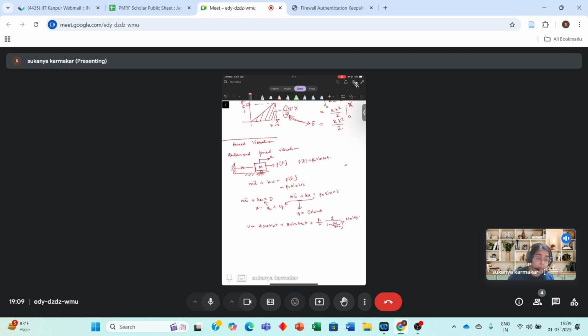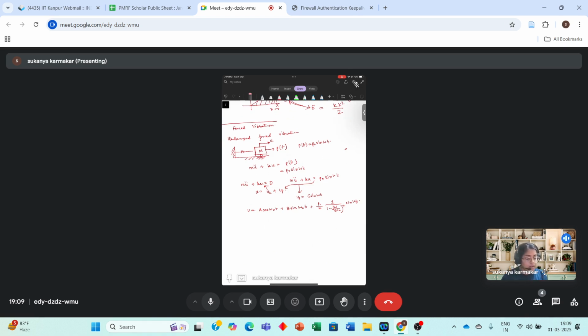What happens if omega is equal to omega n? A phenomenon known as resonance happens, and the solution blows up. We'll see that as well. And here again, how do you calculate A and B? Use the initial conditions and you can figure out A and B.